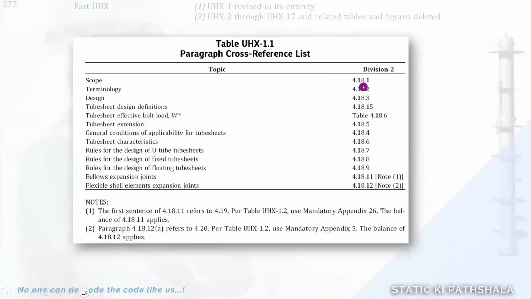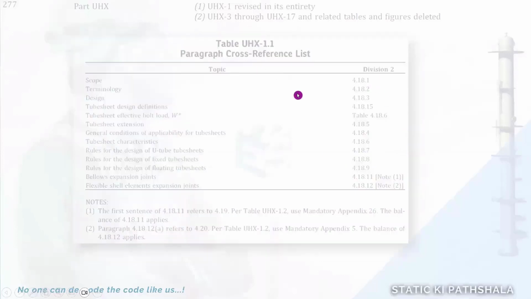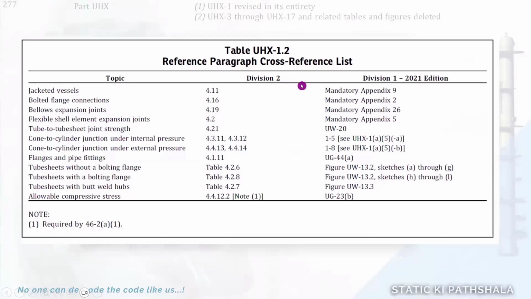So these are the various topics and these are the references from division 2 that you have to refer to. For scope, you have to refer to 4.18.1. For fixed tube sheet heat exchangers, you have to refer to 4.18.8. For floating head, 4.18.9. And for U-tube, it is 4.18.7. So with the help of division 1 only, we are now not in a position to perform the calculations. Even for jacketed vessels, bolted flange connections, and bellows expansion joints, you can see that these are all the references. Mandatory appendix 9 is for jacketed vessels. Earlier, mandatory appendix 9 was covering all the requirements for the jacketed vessel. Now they have again given the reference of 4.11. So you have to go to division 2 for that.